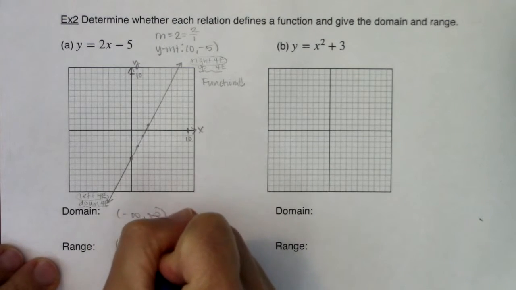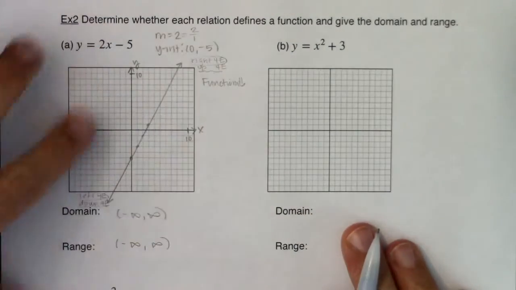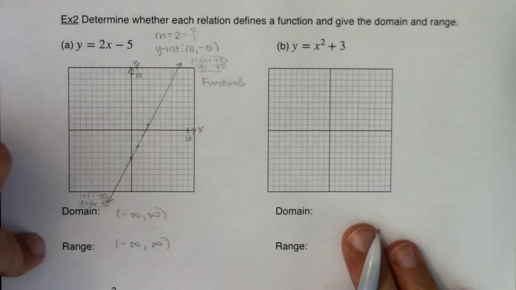And most lines do have a domain and range of all real numbers. The exceptions are the horizontal and vertical lines. Okay, so we have that. Function, got the domain, got the range.